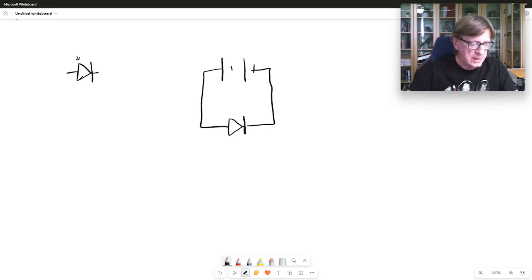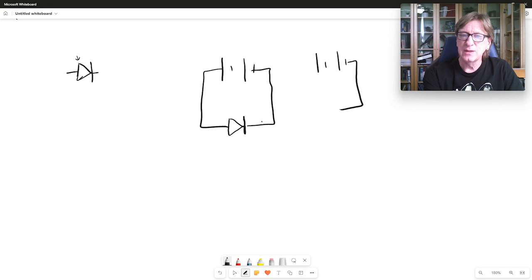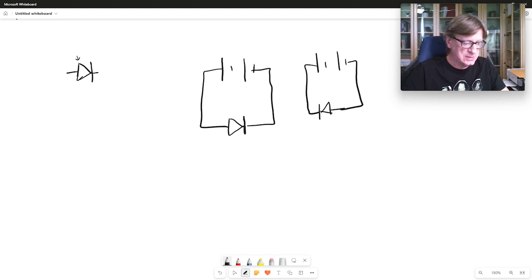And so in this direction, current will flow. If I wire my diode in the other direction, because I don't usually want to flip my battery, but let's say I keep the battery in the same direction like this, but now I have my diode looking like this, then no current will flow. So that's the important way that we can distinguish these.